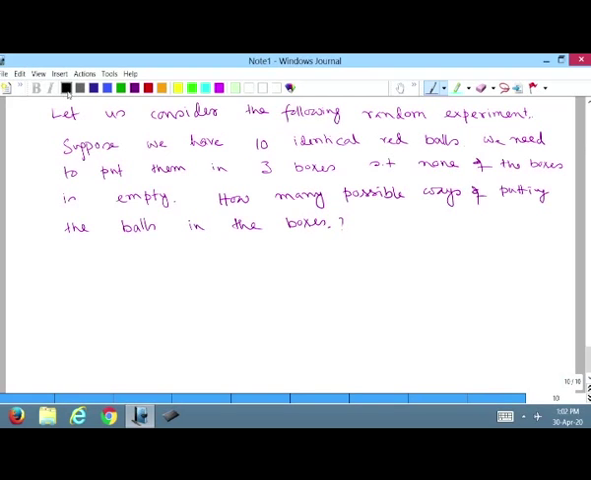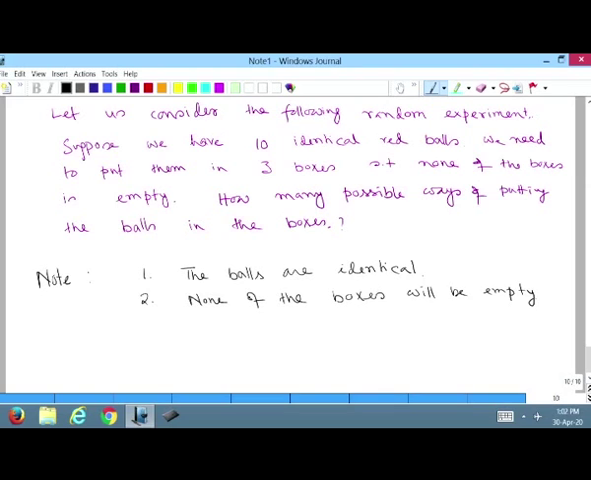Note one, the balls are identical, and two, none of the boxes will be empty. What is the significance of these two? So, let me first explain that.